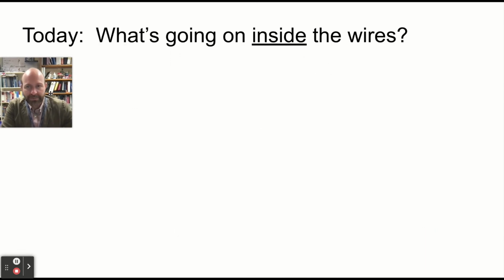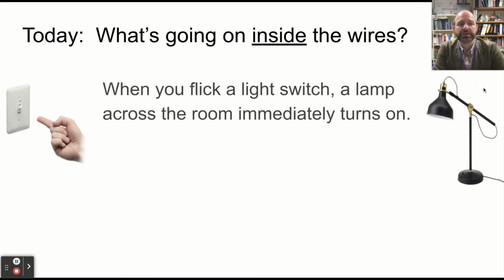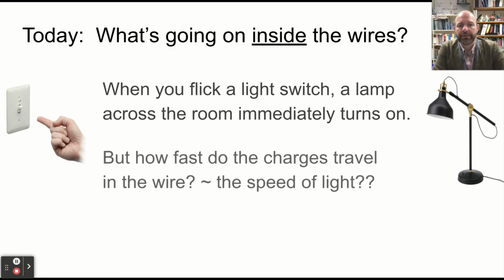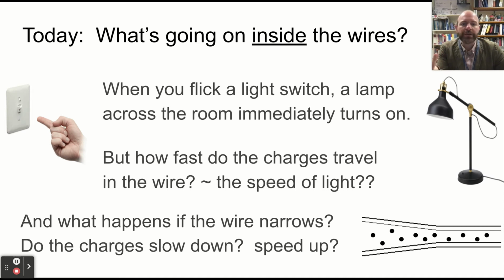A similar thing can help us think about what's going on inside of a wire. When you turn on a switch and there's a light attached to it, the light comes on immediately. That could lead us to ask the question, how fast do the actual electrons, the charged particles, move inside the wire? Are they moving at the speed of light? So they're at the switch and they get over to the light so fast you can't even notice, or is something else going on? And if wires change, some wires are thinner, some are thicker, does this actually affect the speed? Do they speed up? Do they slow down?